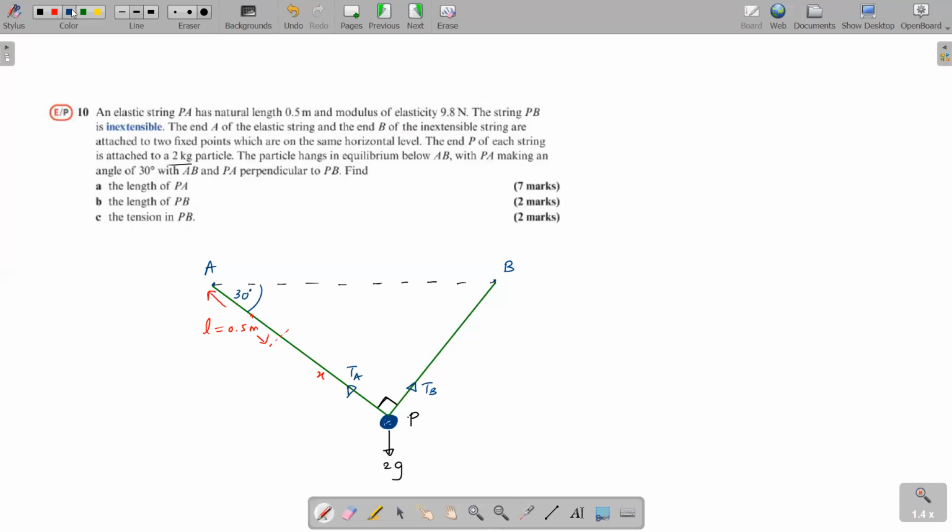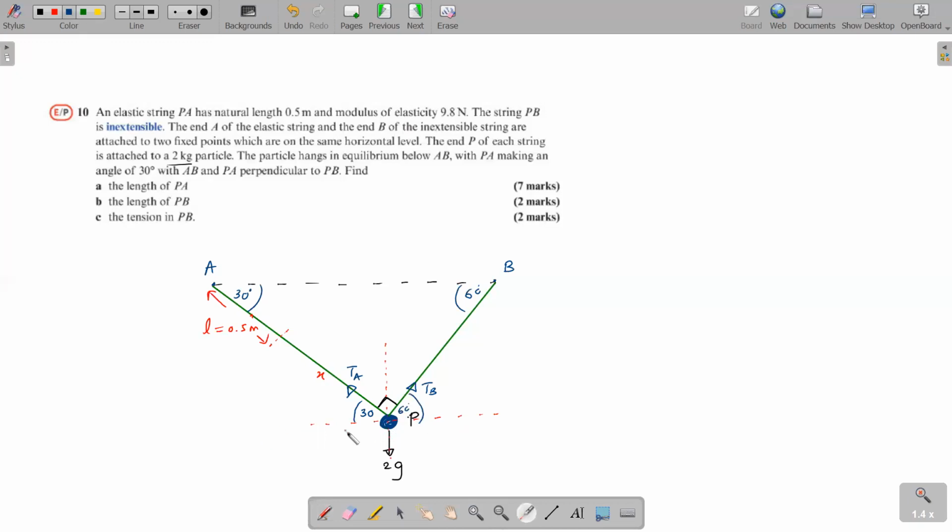What's the typical way that we normally do this? We go for horizontal equilibrium and vertical equilibrium. So this is 30 degrees. You can take the 30 degrees over here, and this is 60 degrees, because this is 30, this is 90, so this should be 60. Over here you will get a 60 degree angle. Do you agree with me?